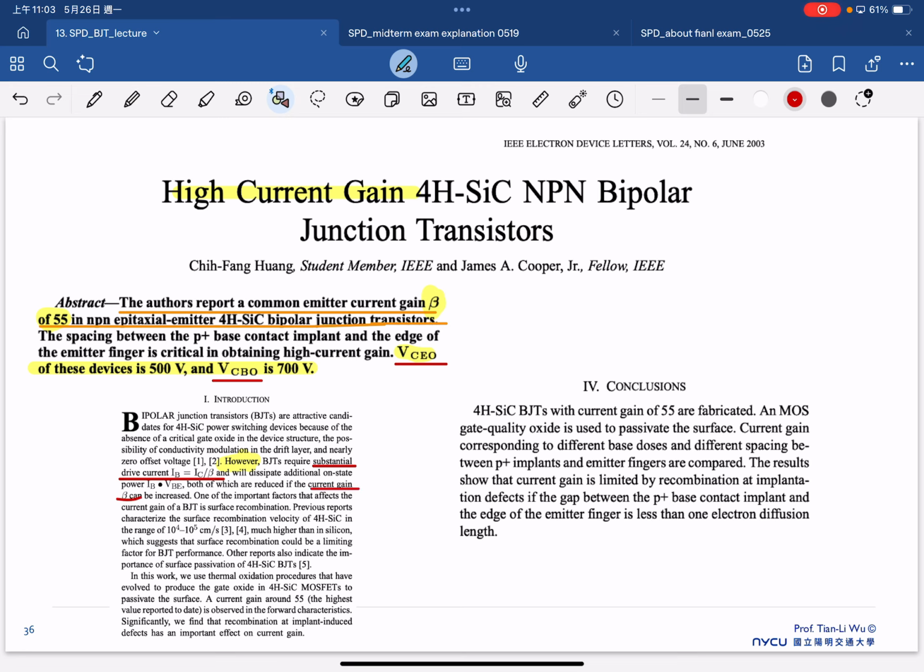So again, this is what we actually learned from this class. It is very useful because now you will see this term coming up again in the literature. And one of the important factors affecting the current gain is surface recombination, and this is a literature review of the previous work. And the next critical term is in this work. In this work, we use a thermal oxidation process to produce a gate oxide in silicon carbide MOSFET to passivate the surface, and a current gain around 55, the highest reported to date, is observed in the forward characteristic. And then we study the recombination-induced defect. So that's the introduction. This introduction delivers the same information just like the abstract, and the conclusion is also talking about the same things.